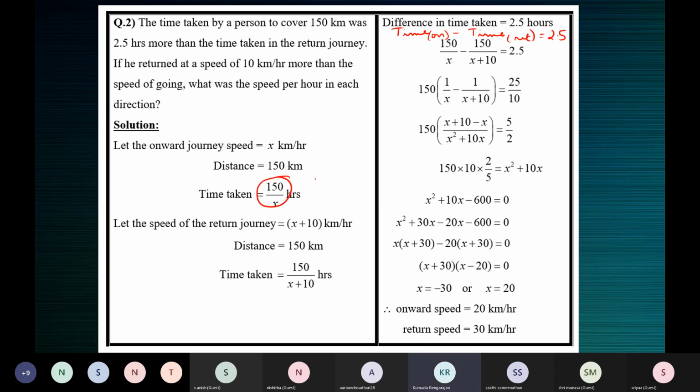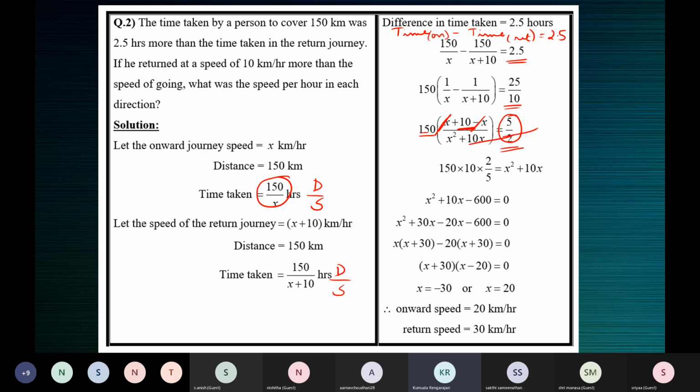Why this 150 by x here? Because time is distance by speed. Time taken is equal to distance by speed. 2.5 is 25 by 10, which is 5 by 2. 5 by 2, when it comes this side, becomes 2 by 5. So x and minus x will get cancelled, similar to one working we saw yesterday. So you have 150 into 10. 5 by 2 becomes 2 by 5.